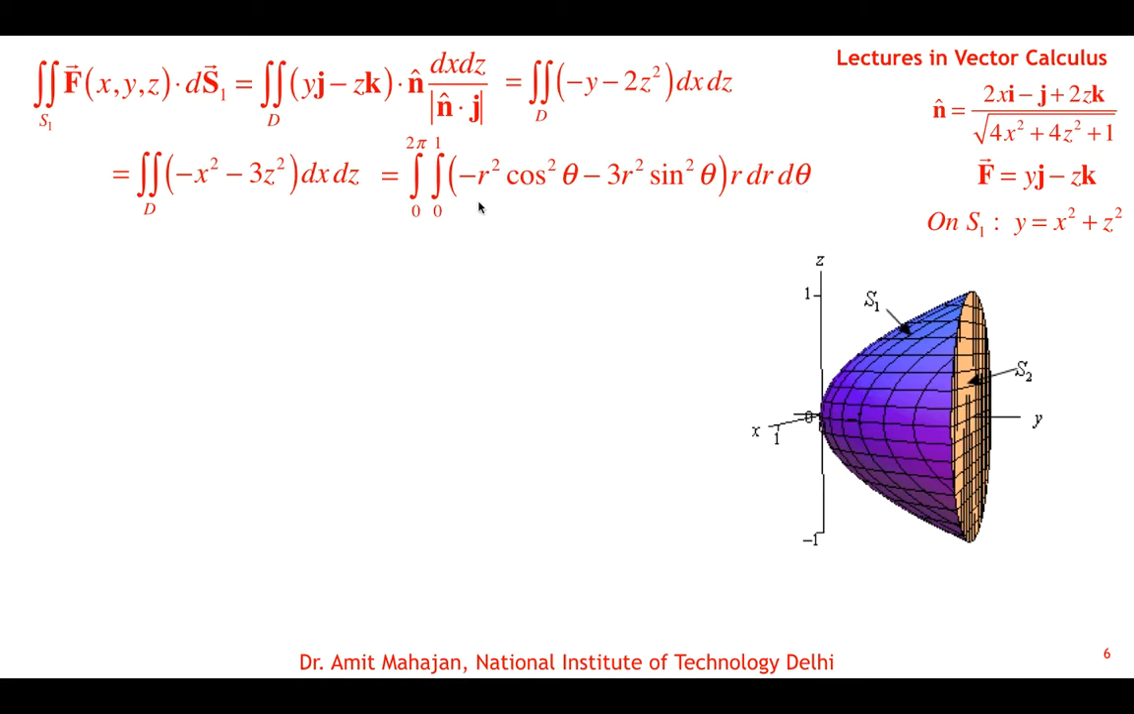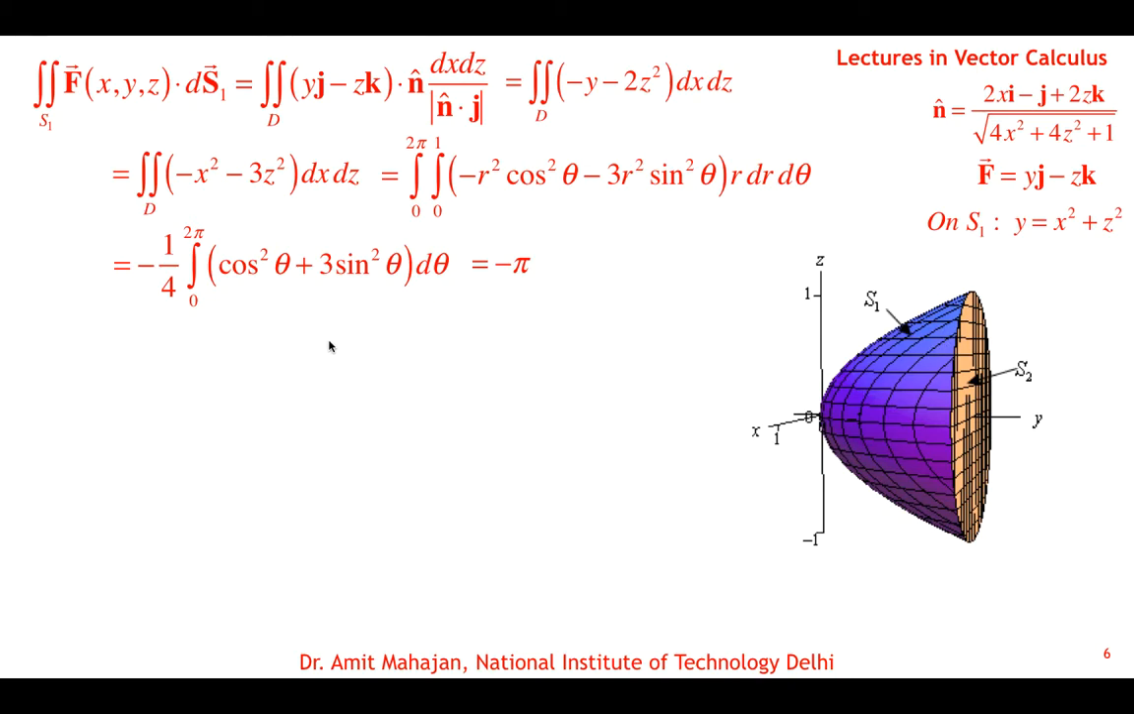Now we can integrate with r first, substitute the upper limit minus the lower limit, and then we can integrate with theta, substituting the upper limit and the lower limit. So the flux through the surface S1 is minus pi.